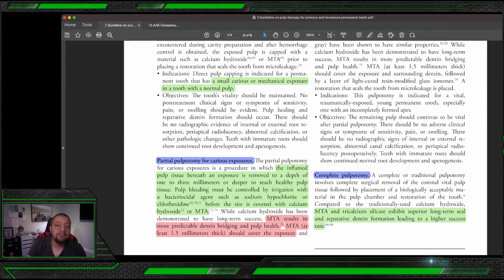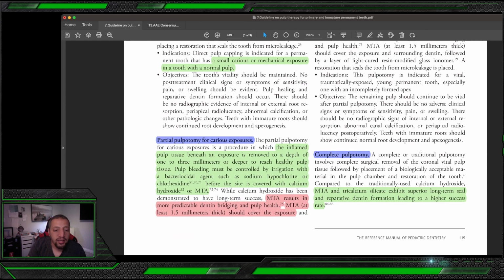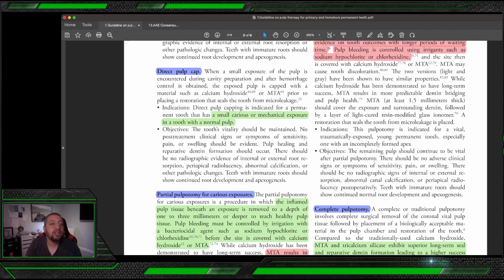You should think about it. So this one, the inflamed pulp tissue beneath an exposure is removed to a depth of 1 to 3 millimeters or deeper to reach healthy pulp tissue. So you are not going to remove the whole soft tissue inside the pulp chamber. You're going to remove 2 or 3 millimeters till the bleeding is good. Pulp bleeding must be controlled by irrigation with a bactericidal agent such as sodium hypochlorite or chlorhexidine before the site is covered with calcium hydroxide or MTA. So partial pulpotomy if you have caries exposure, not iatrogenic exposure. Iatrogenic means it's the dentist's fault. So don't mix them together.